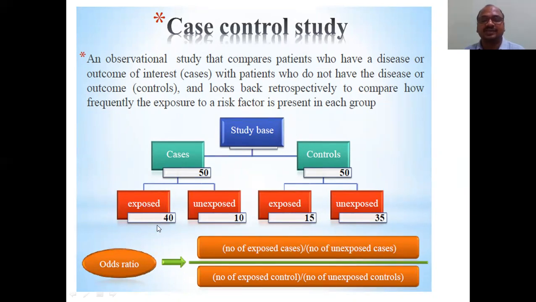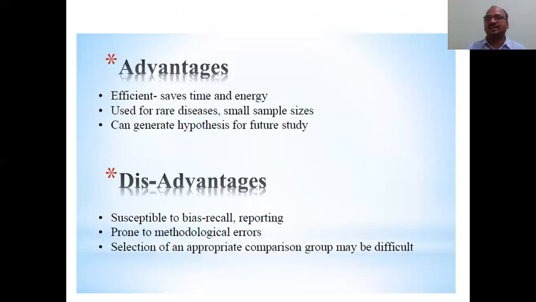Odds ratio is the number of exposed cases, see here, exposed cases are 40, divided by the number of unexposed cases, that is 10. So 40 divided by 10 is in the numerator. In the denominator, the number of exposed controls divided by the number of unexposed controls, that is 15 divided by 35. So you will get an odds ratio. It is very important in competitive exams and in studies also. When you are presenting to journals or writing an article, odds ratio is important. Keep it in your mind.